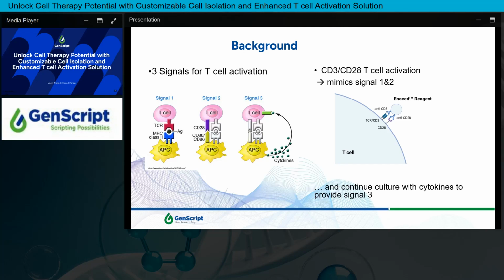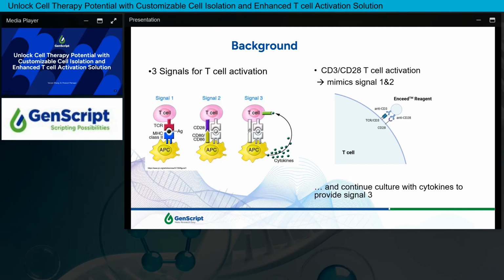With the two signals, it will induce the cytokine production and release from the APC, which will further activate the T cells and thus complete the T cell activation in nature. So what a T cell activation reagent actually does is mimic this natural signaling pathway by providing the CD3 and CD28 molecules in place of the APC surface.